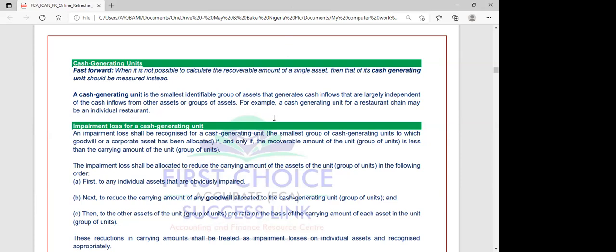So you just go straight to, what's it called, to that particular asset. You just go straight to that particular asset and debit. Okay, but in a case where you have a group of assets, let me go to my marker board.